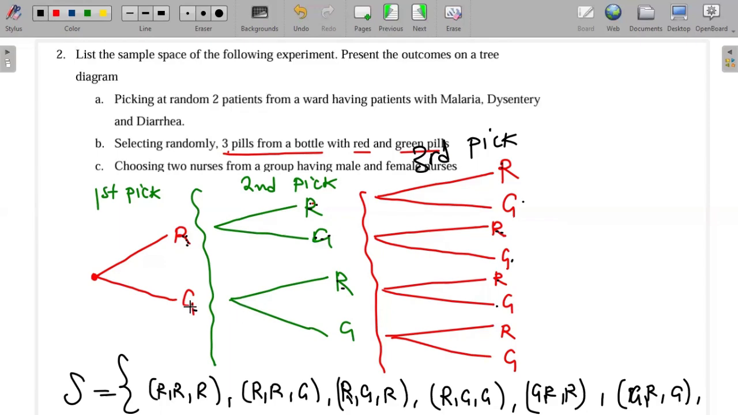Or it can be what? Green, but I can't go here. I've already picked two. So I'm now going here. So green, green, red. So I'm just going to write it on top here. So green, green, and then what? Red. Okay, or it can be green, green, green. So it will be green, green, and then green. And then I close my set. Okay, so that will be my what? My sample space there. So any questions there on how we are getting the sample space?